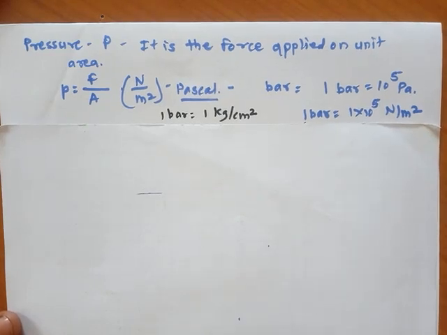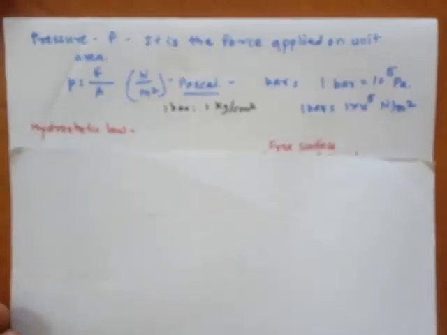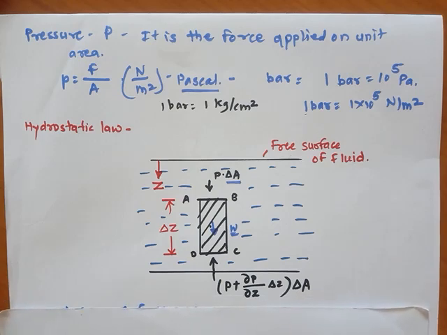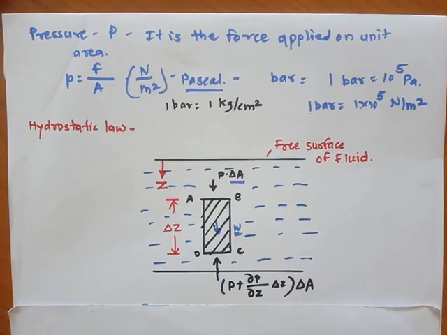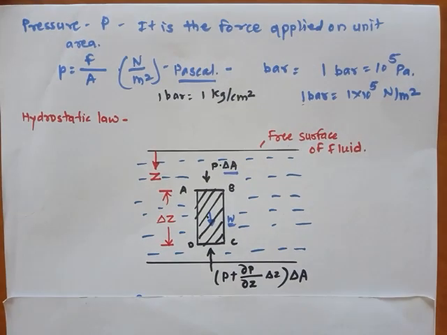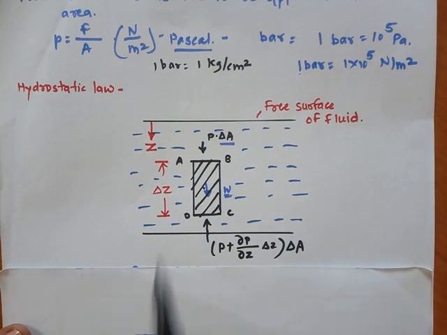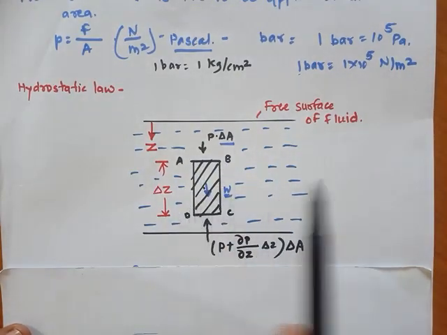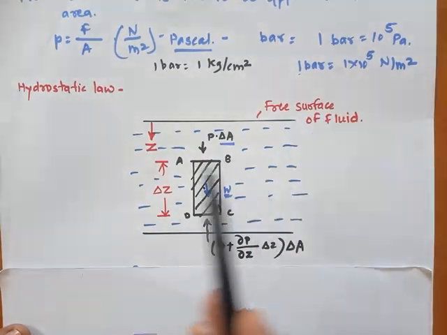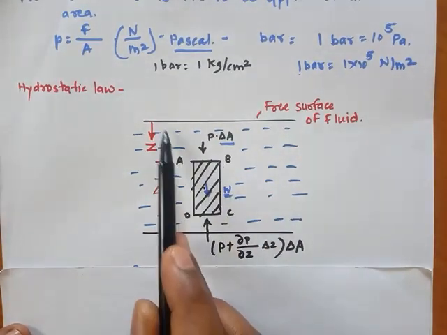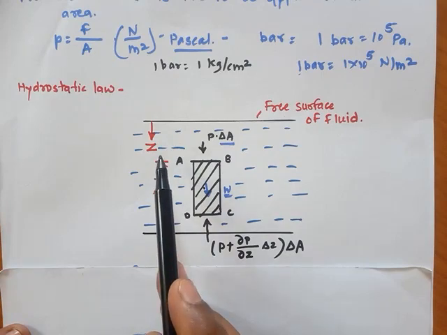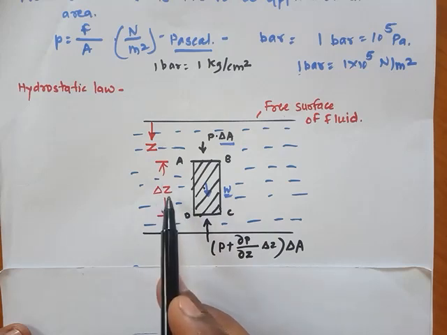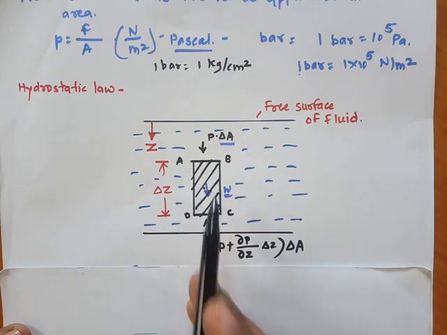Now we will see the hydrostatic law of the fluid. We consider the hydrostatic law when the fluid is in static condition. For that we have considered a fluid element ABCD in the static fluid. This is the free surface of the fluid. The top surface AB is at depth Z from the free surface, and the total height of the fluid element is delta Z. We have considered this fluid element as a rectangular fluid element.